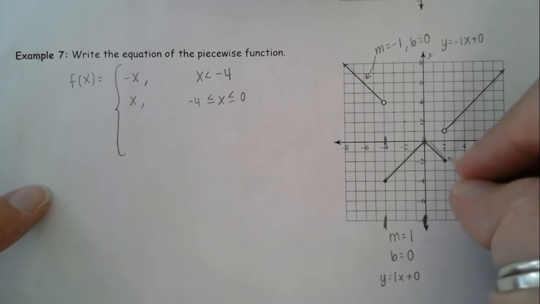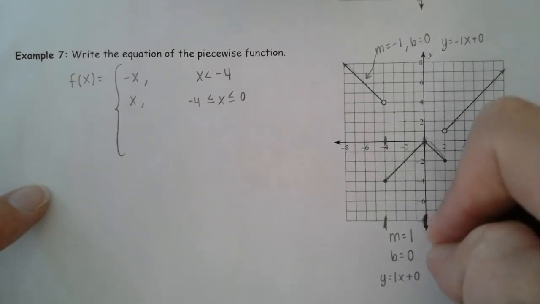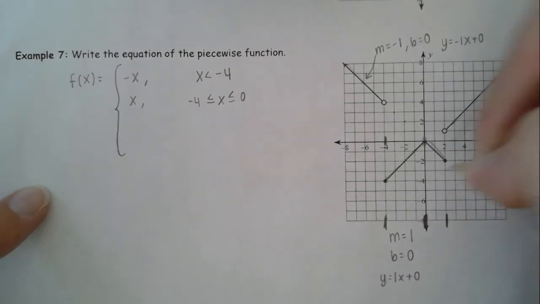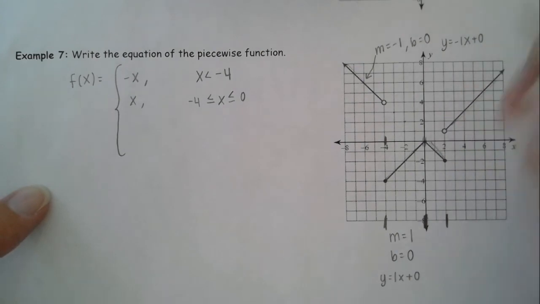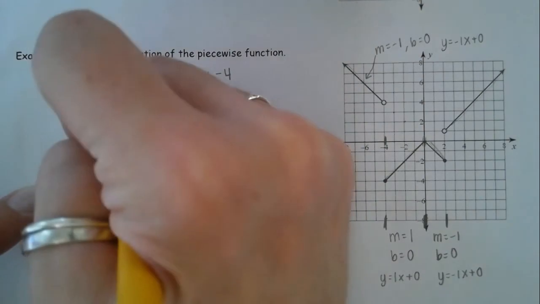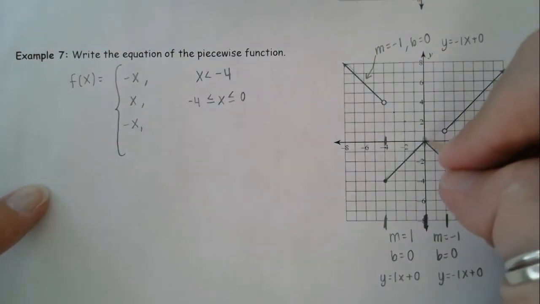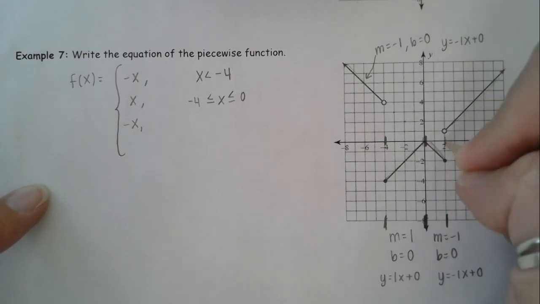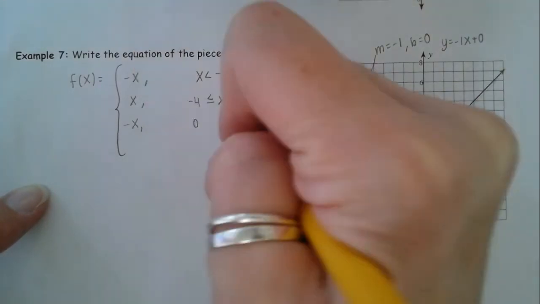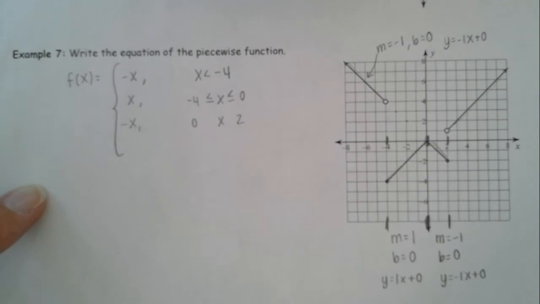But let's take a look at the equation of this piece here. So from here to here, I've got this little line segment here. So its slope is -1. Its y-intercept is still 0. So if I were to write this in slope-intercept form, y would be equal to -1x plus 0. I'm going to write that as just -x here. And that's from the x value of 0 to the x value of 2. So x is going to be somewhere in between 0 and 2.